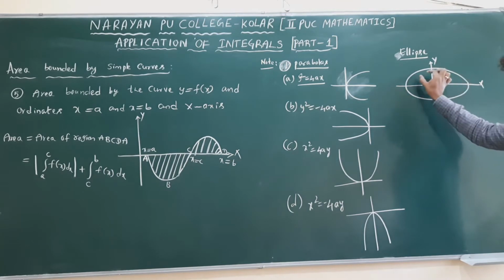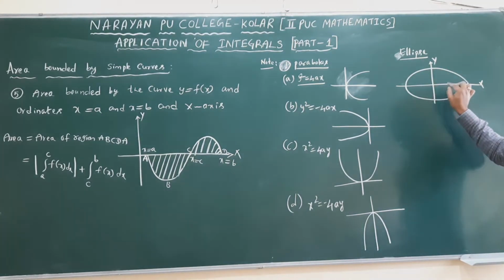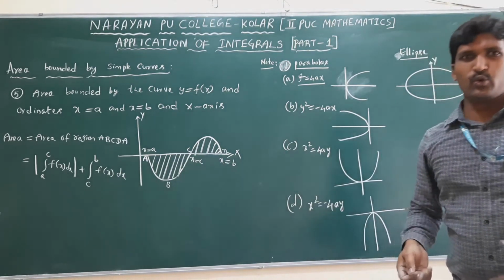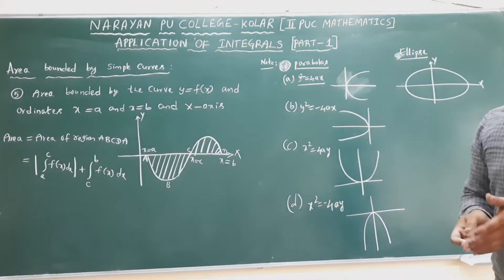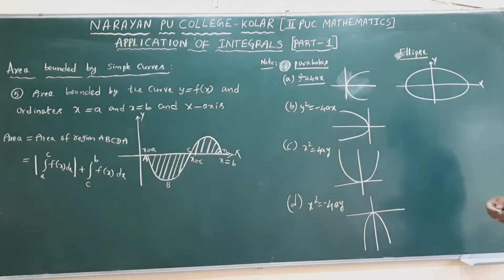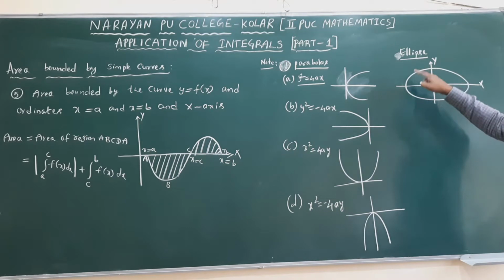This area, how much will come? This also same. This also same. If you find one region, multiply 4 times, you get the total region. You need to find all 4 parts separately. Clear? If you find one part, it is symmetric with the remaining 3 also. That's why this is a diagram of ellipse.